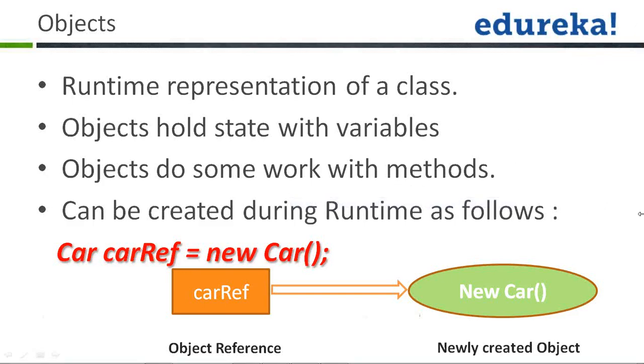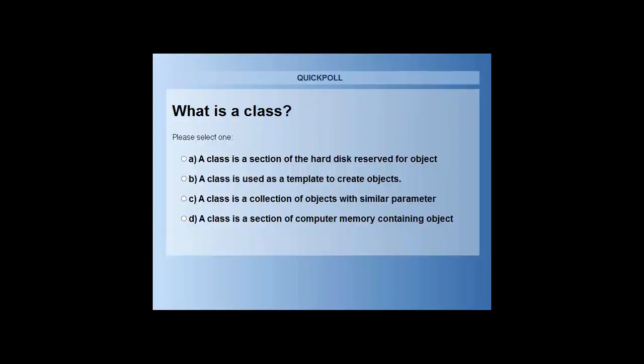I guess I have one. Okay, the question is, what is a class? A class is a section of the hard disk reserved for object. A class is used as a template to create objects. A class is a collection of objects with similar parameter. A class is a selection of computer memory containing object. What do you think is the answer? Everyone, please cast your votes, give your answers.